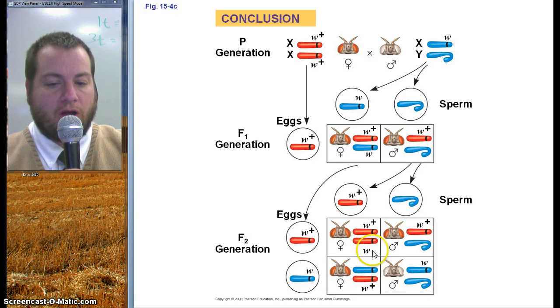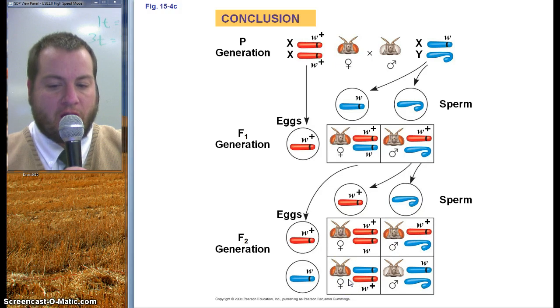Actually, no, they're not heterozygotes. This is a typo here. There should be a plus right here for this W. Homozygous dominant females, or homozygous wild type females. Here we have a wild type male. Here we have heterozygous females.